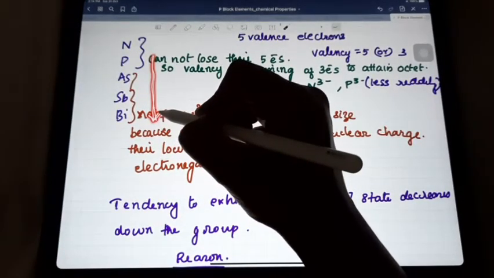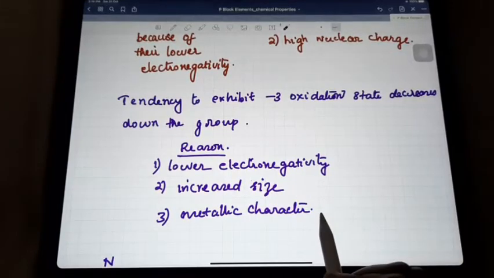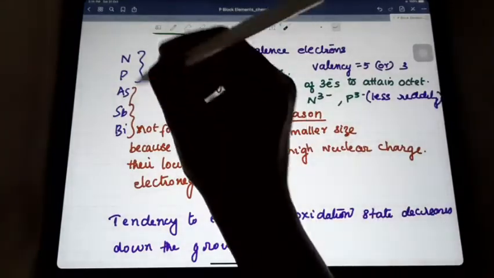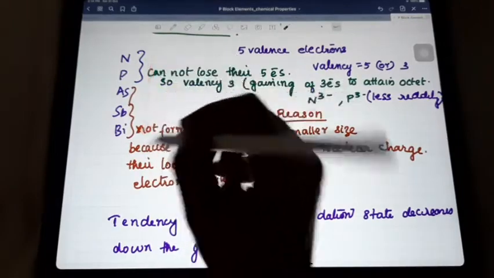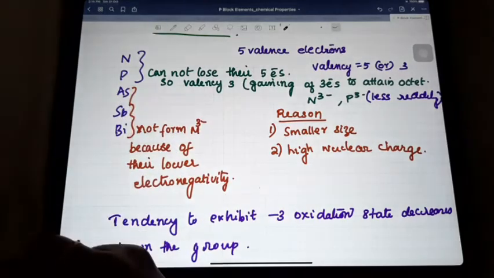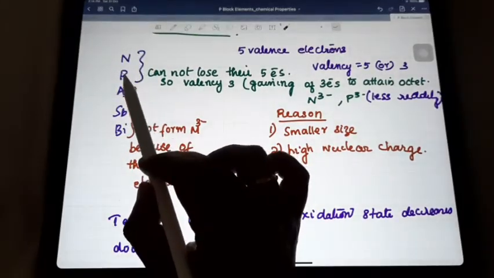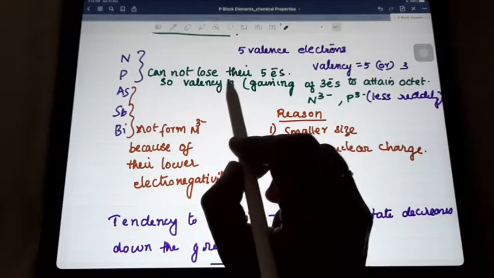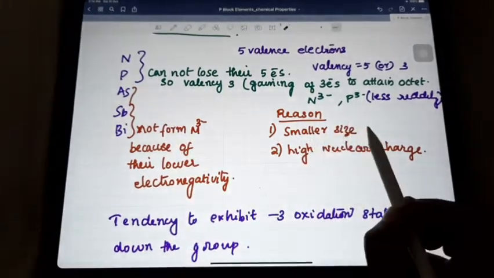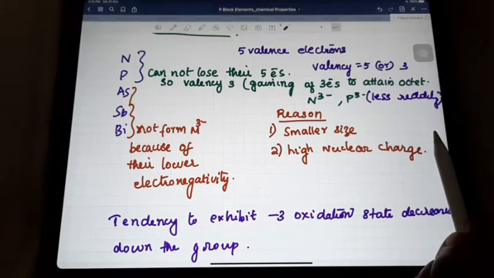Because of lower electronegativity, they do not have the tendency to receive more electrons. That's one reason. Another reason is increased size, and another is metallic character. You know that when going down the group, the metallic character increases. Because of these 3 reasons, arsenic, antimony and bismuth are not ready to form the -3 oxidation state. But as we already said, nitrogen and phosphorus form the -3 oxidation state because they have smaller size and also higher nuclear charge. These are the 2 reasons for that.